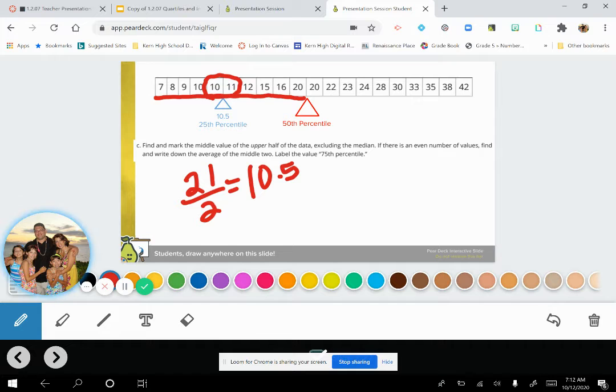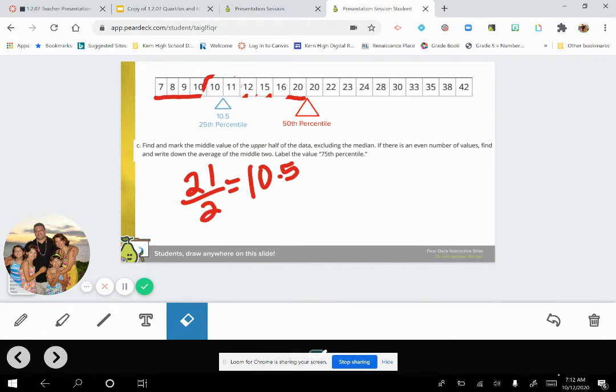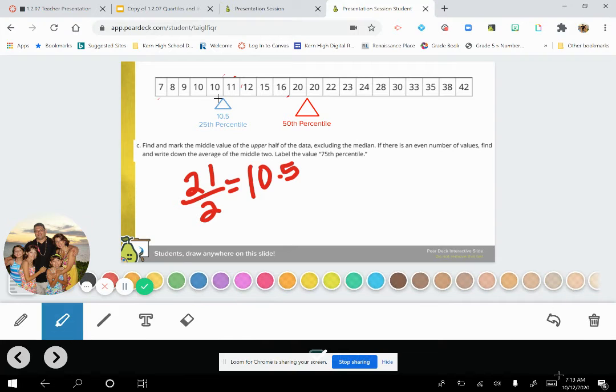So that's our median. With 10.5 being our median, that means we have 5 numbers on this side of the median, 5 numbers on this side of the median. And so we have the same number of values in every part. What I'd like you to do right now is on this upper half, pause your video and find the median of the upper half and find where that's at.